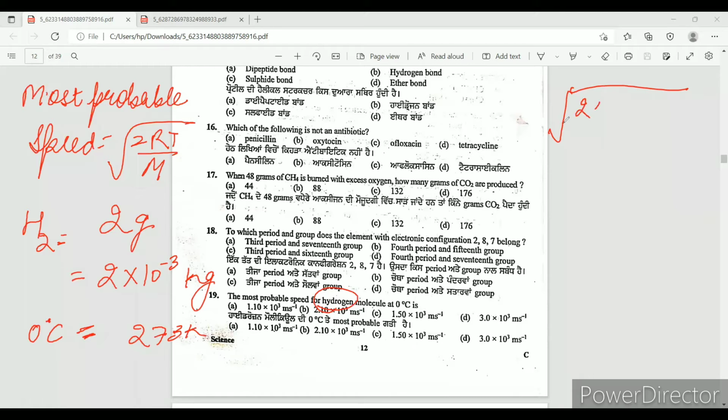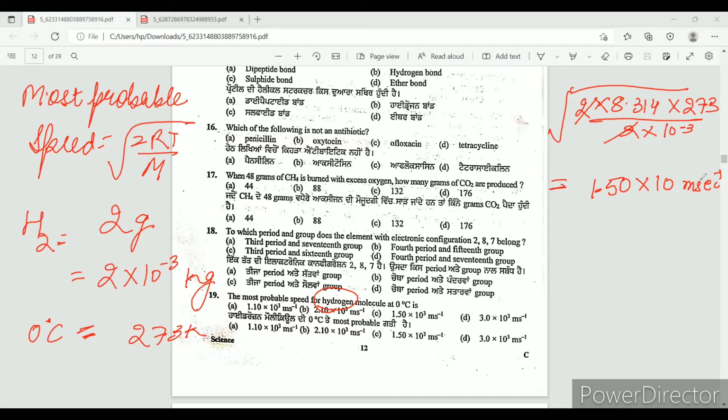Now let's substitute the values and find out our answer. So 2 into 8.314 into 273 divided by 2 into 10 raised to power minus 3. On solving this, what we got is 1.50 into 10 raised to power 3 meter per second. The question is very, very easy. You just have to employ the formula.